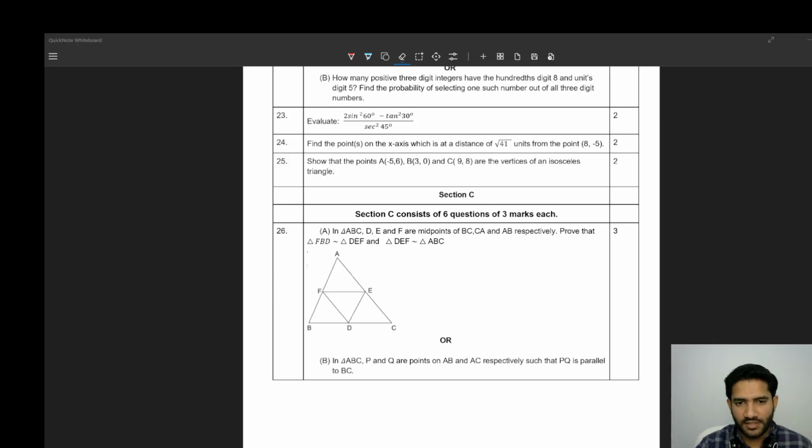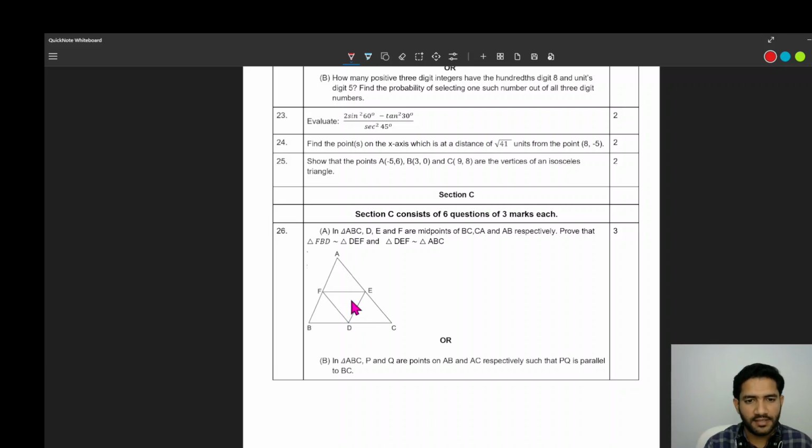Currently we are discussing the question paper, 10th grade mathematics question paper from CBSE official website. Next we want to discuss section C, that means question number 6 onwards. From question number 6, there's a triangle ABC and D, E and F are midpoints of BC, CA and AB respectively.